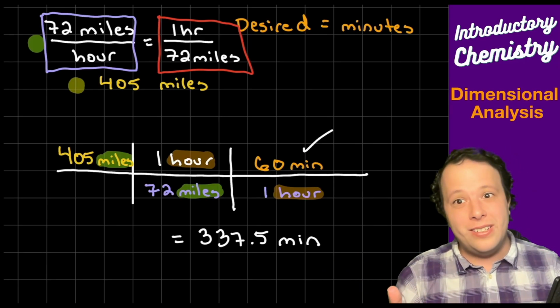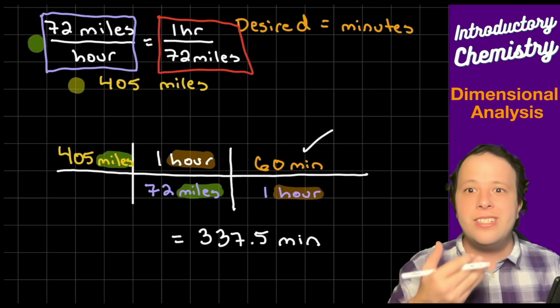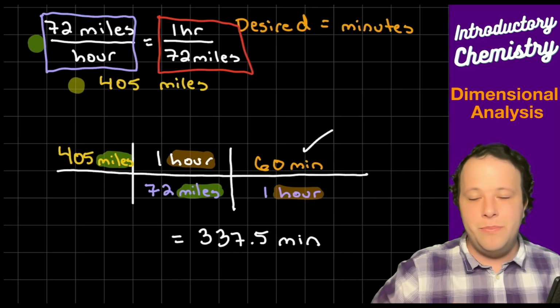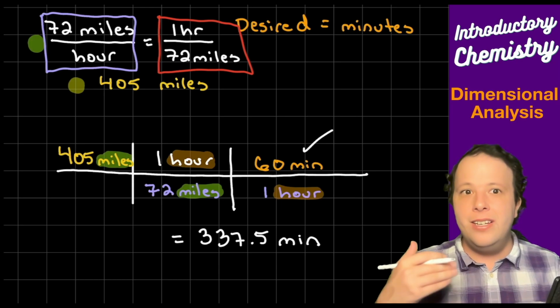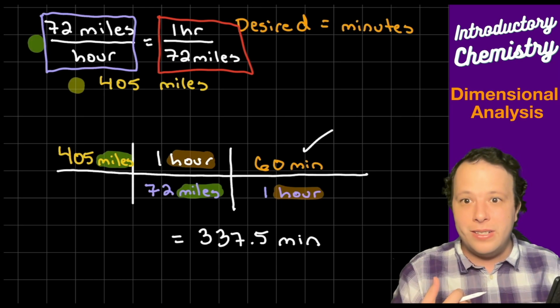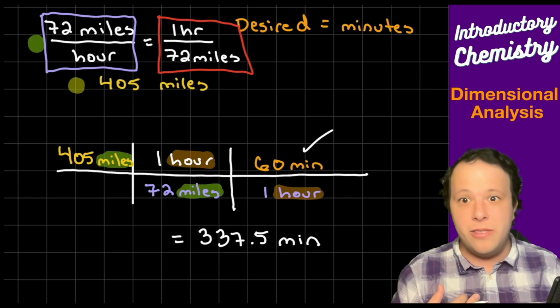So we need to round it. Sig figs matter because these revolve around measurement. Measurement is key in science. Being that we had 405 miles and 72 miles per hour, those are measurements, right?